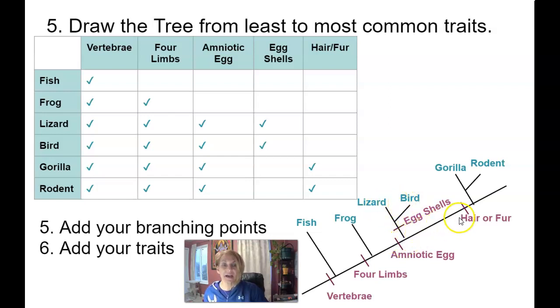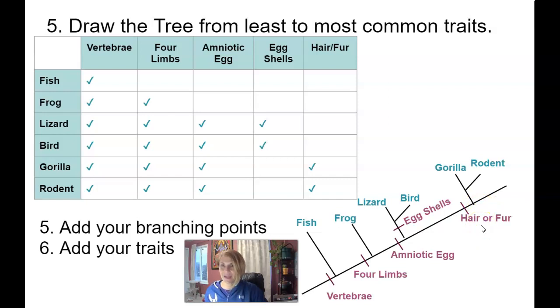And then I added in my hair and fur, and that is my derived trait. And again, the gorilla and the rodent both have this trait, so they branched together. And again, I could flip-flop them if I wanted. It's not a timeline, it's an evolutionary relationship. So either way, it would show the same relationship. It would show that these 2 branched from the main line, and they both have hair or fur.